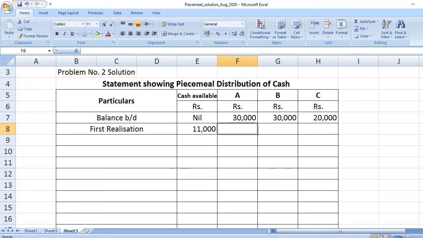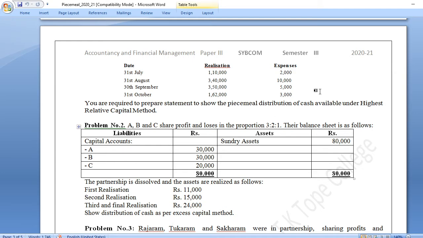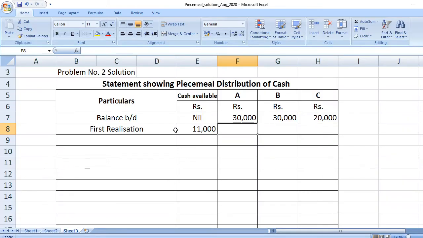Now this 11,000 we will distribute it among the partners as per their profit sharing ratio. Now in our problem, they are provided the profit sharing ratio 3:2:1.